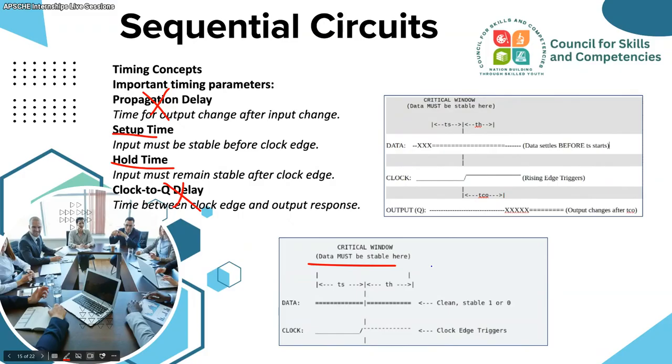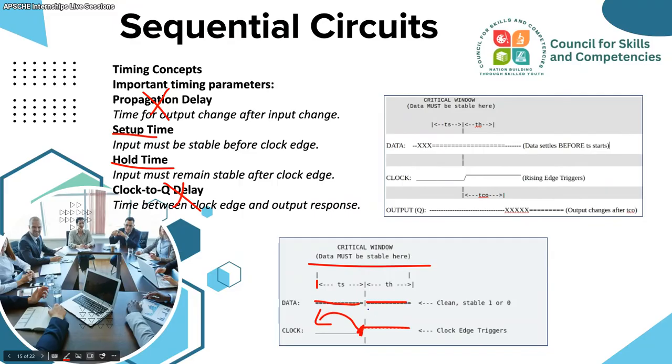Look at the diagram below. There is a concept called setup time. That means the data needs to get settled. The change in the output will happen only during the clock edge. So before the clock edge, the data needs to be settled. After the clock edge, the data needs to be held for some time. That is very important.